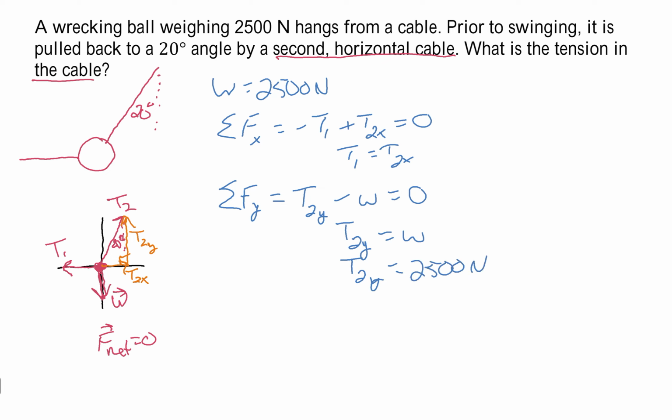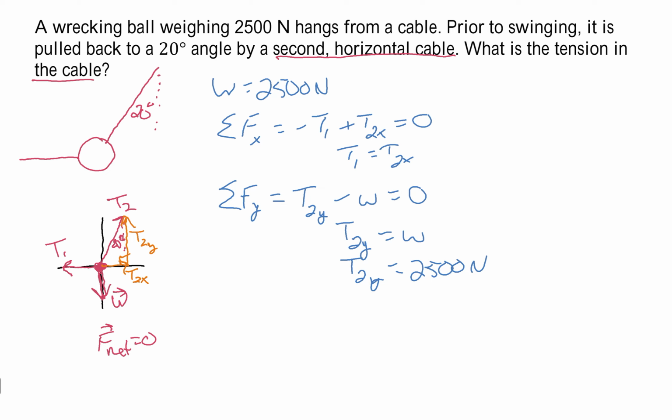And that's great. Now we know the length of this vector right here is 2,500 newtons. And because we know this angle here is 20 degrees, we can use that 20 degrees to figure out the length of T2x. And if we know the length of T2x, over here we figured out that T2x is T1. That was what we were looking for in the first place. We wanted to know the tension in the cable over here, T1. We'll have our answer.